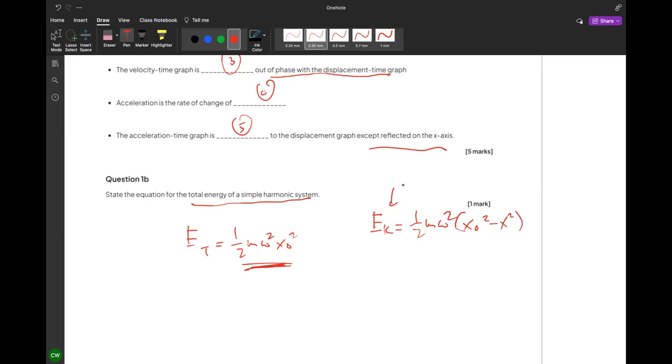This is called kinetic energy. Potential energy is half m omega squared S squared. When you add these two together, E total is EK plus EP. When they add up together, the negative and positive cancel out. At the end, only this part is left. Is that clear?